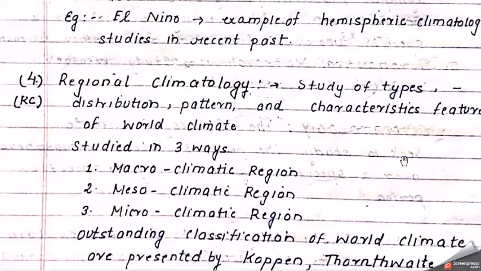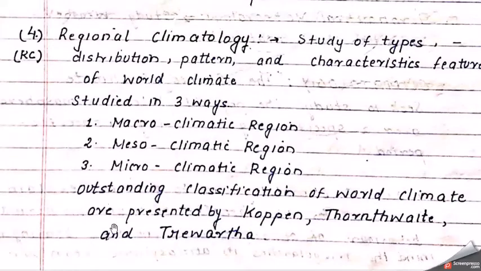Then we have regional climatology, that is the study of the type, distribution pattern and characteristic features of the world climate. How various climatic regions are there in various parts of the world. Some are desert regions, some tropical, some temperate, some tundra. What is the reason behind all these varied patterns of vegetation? This all depends on regional climatology and the weather patterns over there. It is further divided into macroclimate region, mesoclimate region, and microclimate region. We are going to study these in further lectures.